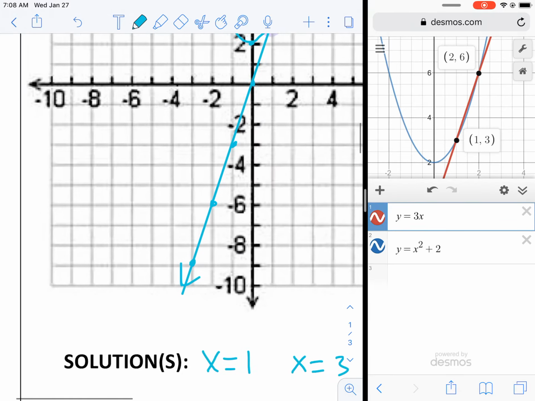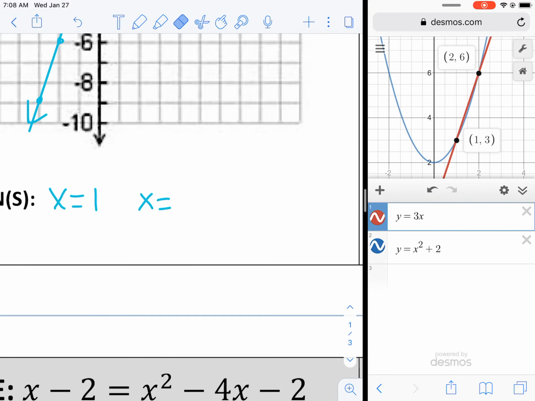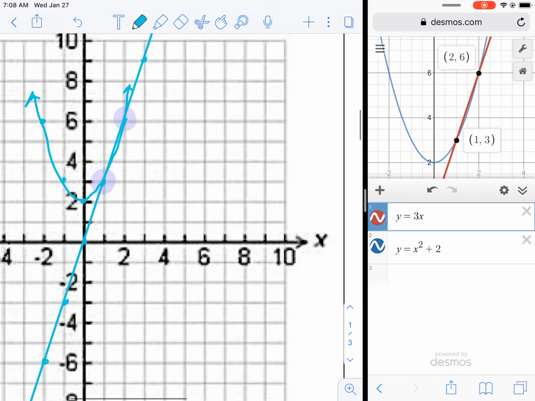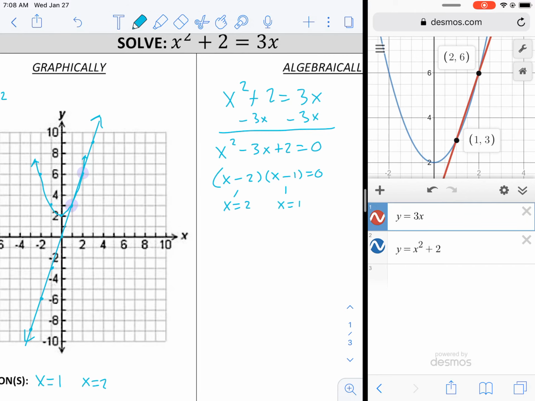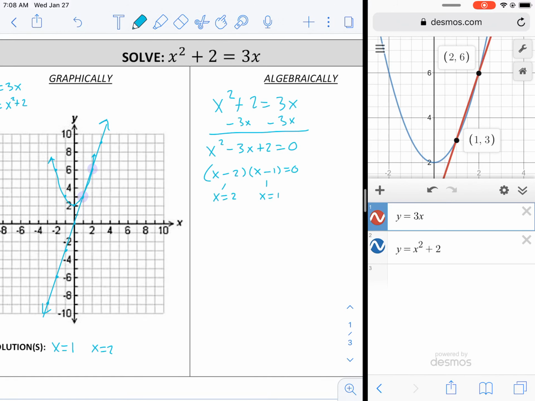Oh, I actually wrote down the wrong thing before. This should be x equals 2. Yeah, x equals 2 is what we got. So you can see, you could solve it by factoring, but you could also solve it this way.